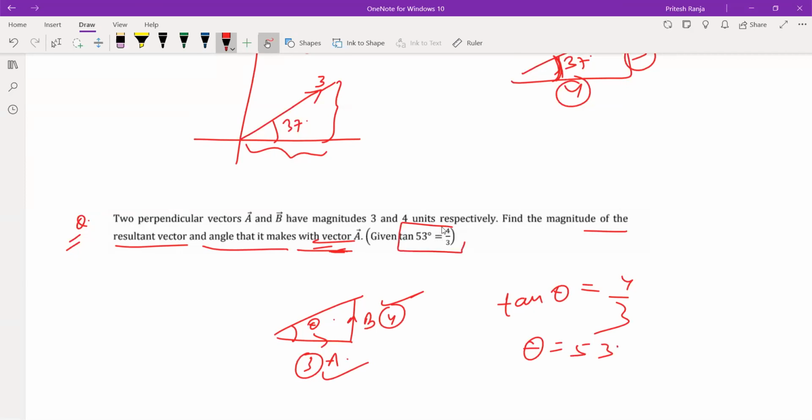Just compare with this one, right? And we can use Pythagoras theorem and we can find the magnitude of resultant, that will be root of 4 square plus 3 square, and that is 5 units, right? This is very simple.